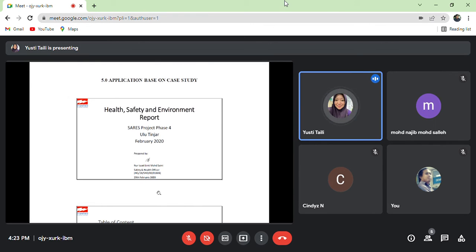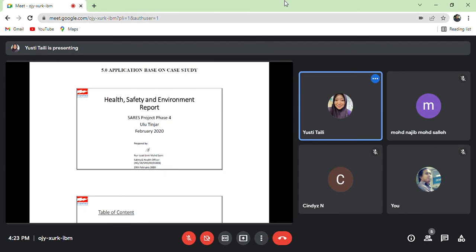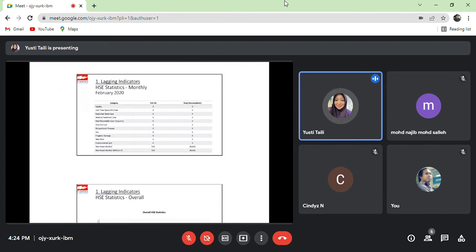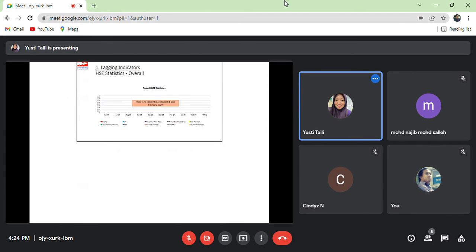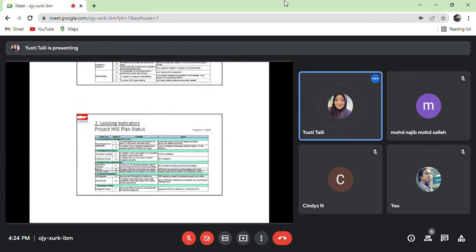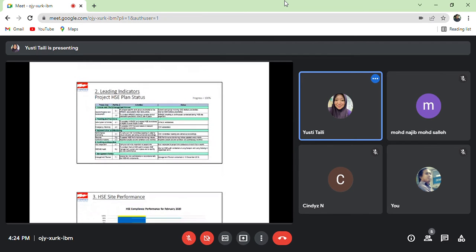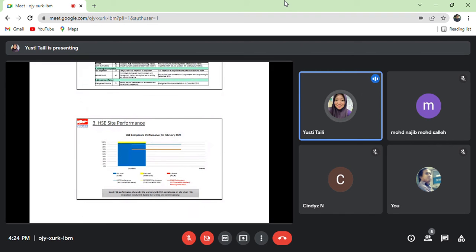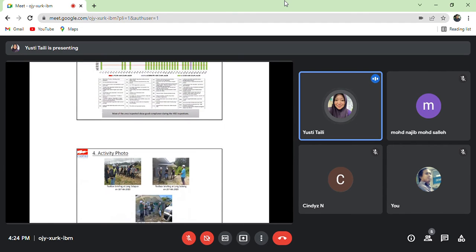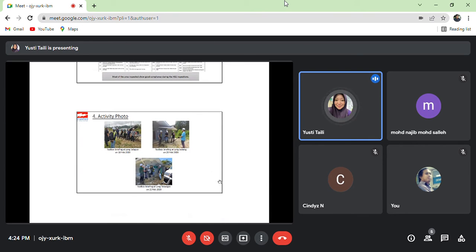Okay, this is the report prepared by the contractor for the client, Sarawak Energy Berhad. You can see number 1, the HSC lagging indicator, number 2, the HSC leading indicator, number 3, the HSC site performance, and number 4, the site photos. This is the lagging indicator. Then number 2 is the project SSC plan status. Number 3 is the HSC site performance. And then there are some activity photos at the site, showing that they conduct the toolbox meeting and site briefing before they start their work.